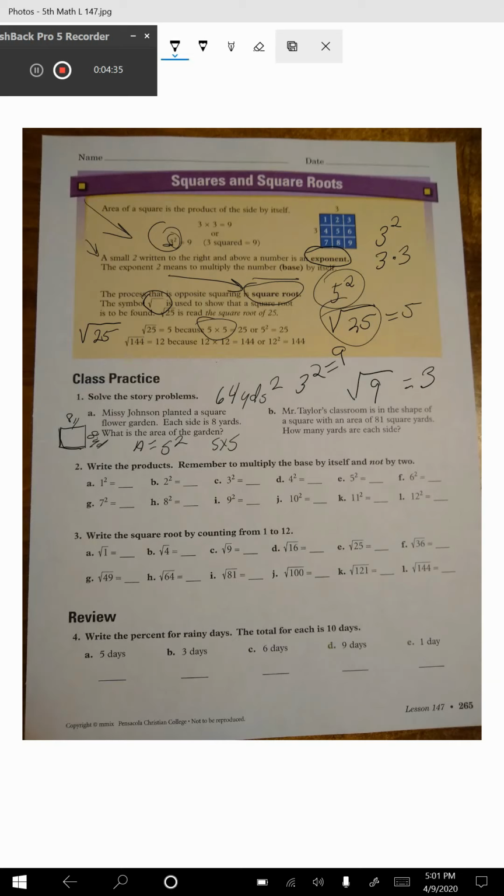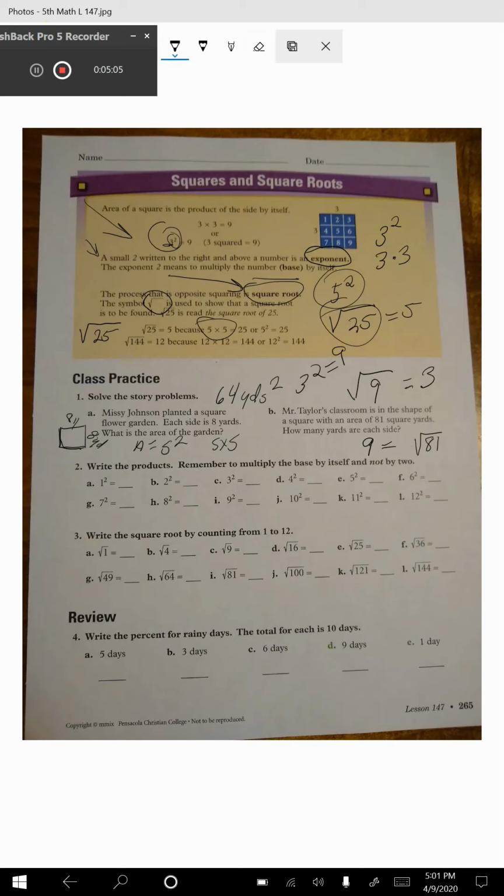Mrs. Taylor's classroom is in the shape of a square with an area of 81 yards. So we already know the 81 yards is the area. The question is, what are the sides? Well, we could do this. Let's square root it. What 2 numbers multiplied together equal 81? Well, that would be 9. So the square root of 81 is 9.